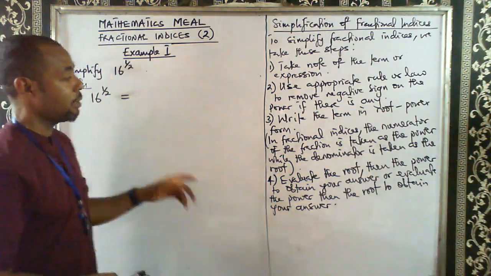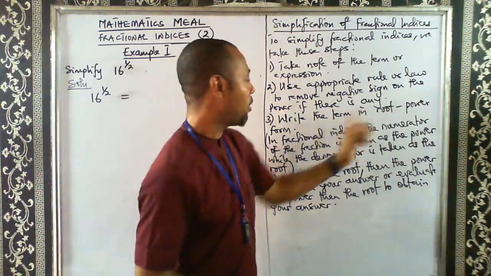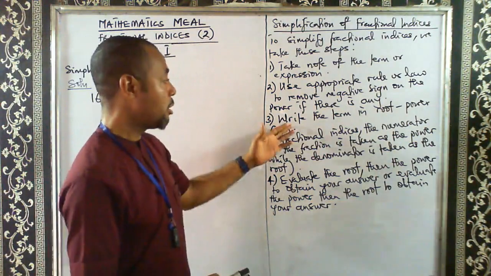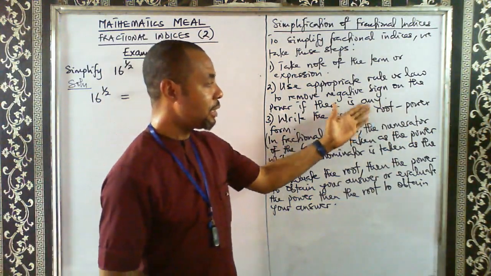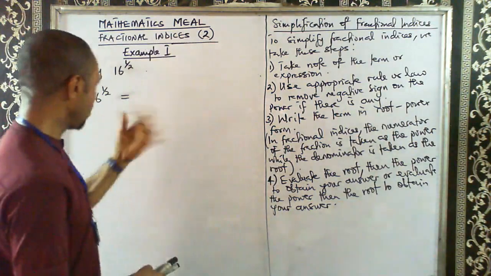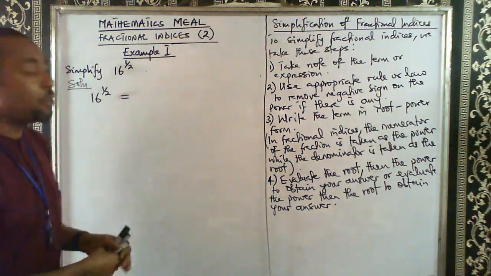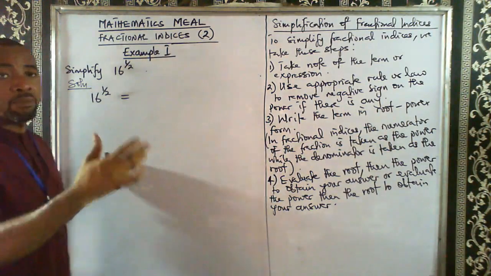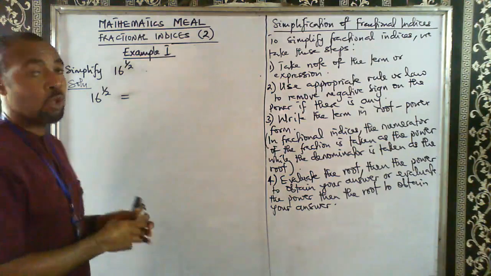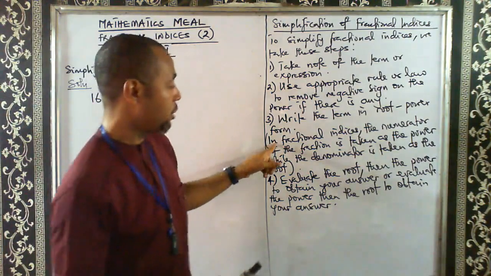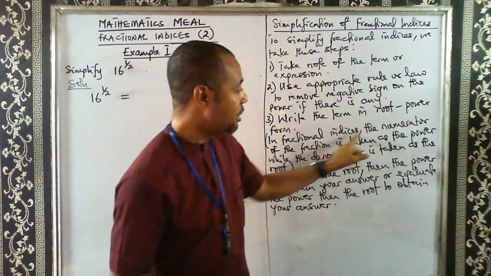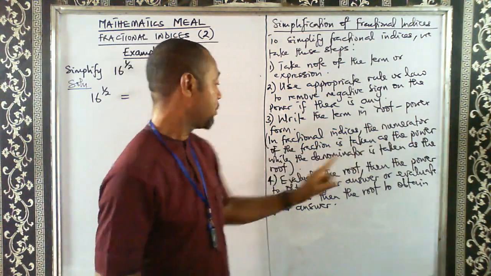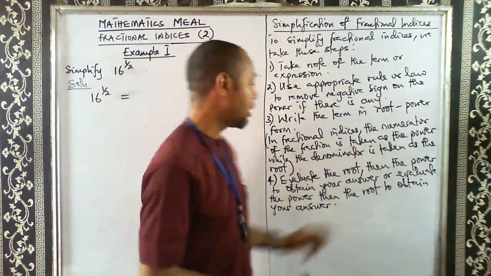And what is the next step? Write the term in root power form. This is the main thing in fractional indices: the ability to write the term in root power form. And so how do we do that? We said in our previous video that the numerator of the fraction is the power, while the denominator is the root. That's what we state here in brackets: in fractional indices, the numerator of the fraction is taken as the power, while the denominator is taken as the root.